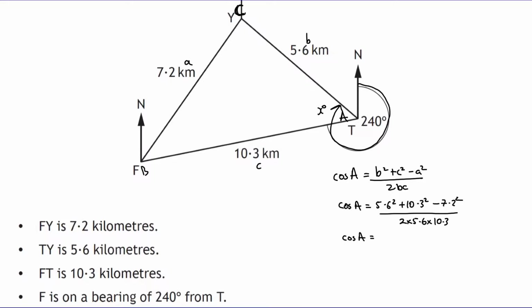So let's do that. So 5.6 squared plus 10.3 squared minus 7.2 squared divided by 2 times 5.6 times 10.3. And that gives us 0.742. And again, we're keeping that answer in the calculator as long as we can. We'll need it for an extra line because we're going to do a second function, or inverse cos. So shift cos and then use your answer button. 42.1 degrees would be the value of angle A.